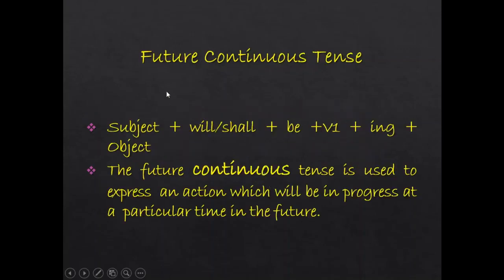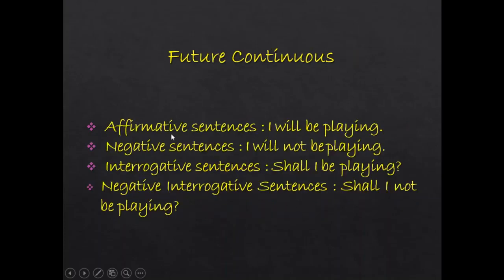Now comes the second form, that is the future continuous tense. To write a future continuous tense, we use the subject plus will or shall plus be plus first form of the verb plus ing plus object. The future continuous tense is used to express an action which will be in progress at a particular time in the future. That means the action will start at some time in the future and will continue for up to some time. This we will understand with some examples.